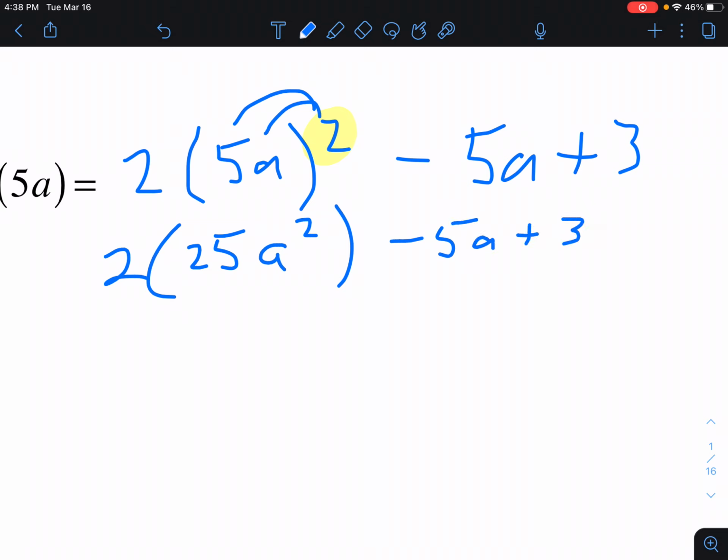Next, we multiply 2 times 25a, so you're only multiplying 2 times the 25, so that'll be 50a squared. Now it's showing minus and plus, but we can't add or subtract anything together. Remember the rule for adding and subtracting, they must be like terms, and these are not. We got an a squared and an a and a 3. So you have to stop there, that's your answer.